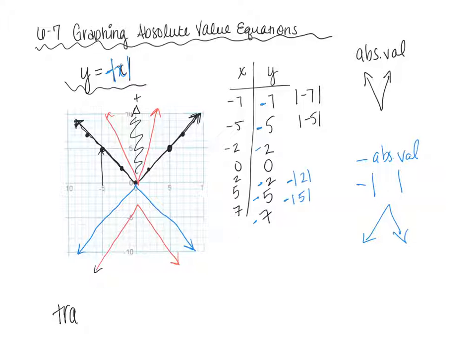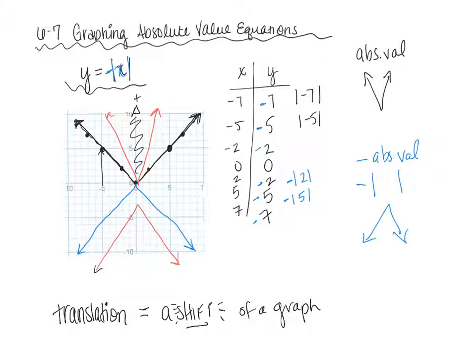So what is a translation? You need to have this definition down. A translation of a graph is simply a shift. I'm shifting my graph some direction. It's a shift of a graph, and it can go horizontally, it can shift vertically, or it can do both. The result is the same as my initial graph, but my graph ends up shifted into a different position. Let's look at some examples.